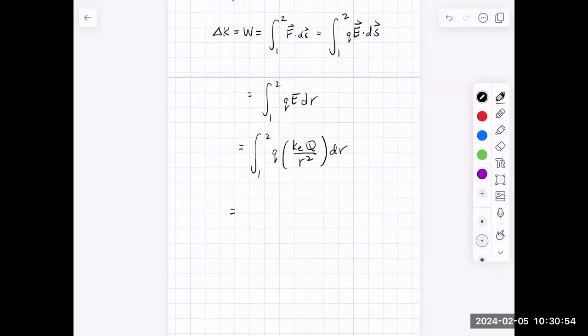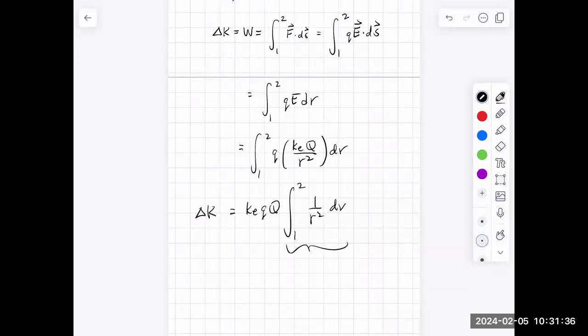Okay, and so this problem is not so difficult to solve. We have a bunch of constants. Coulomb's constant, little q, and big Q are all not changing, and so we could take them outside the integral. So we'd have Ke Q times Q, integral from 1 to 2 of 1 over r squared dr. What's the integral of 1 over r squared with respect to r? What happens to the power? Do we increase it or decrease it? We increase it by 1.